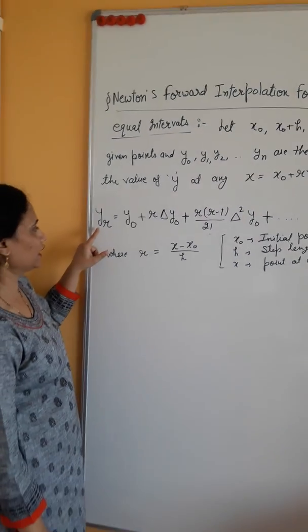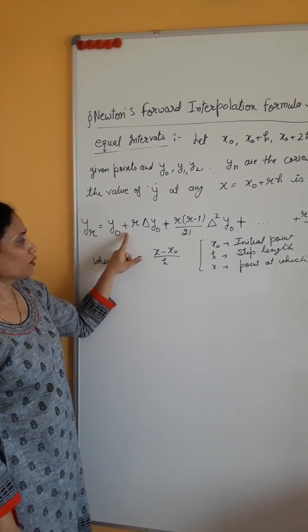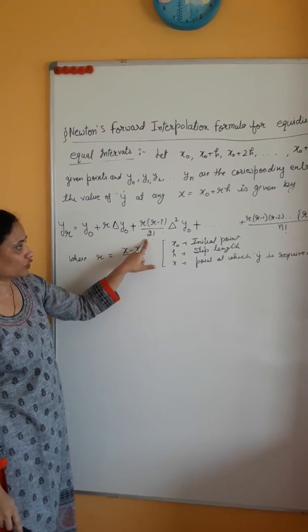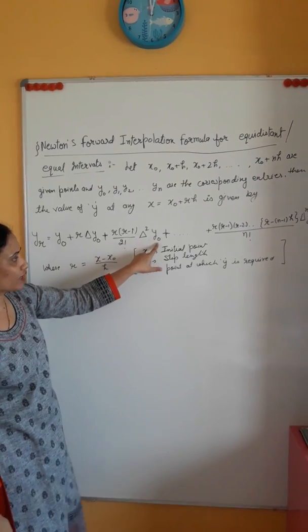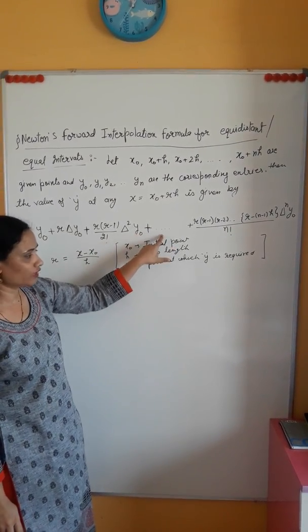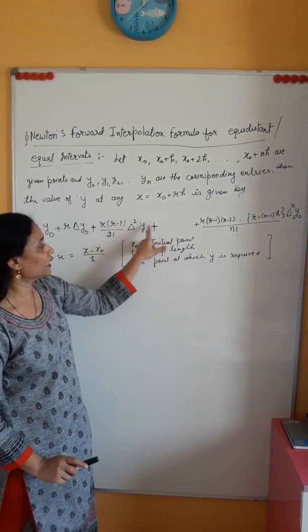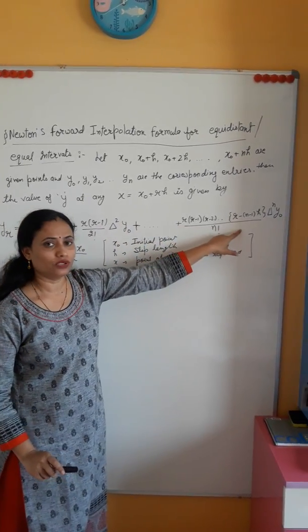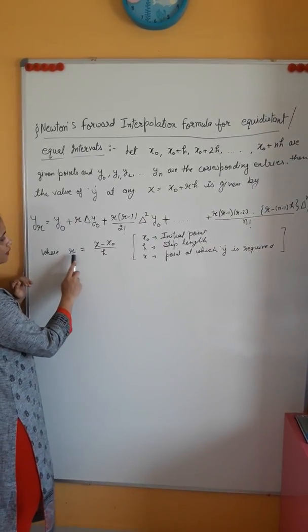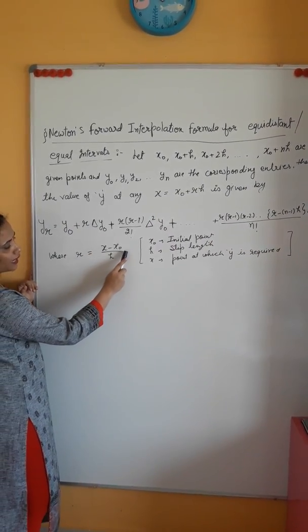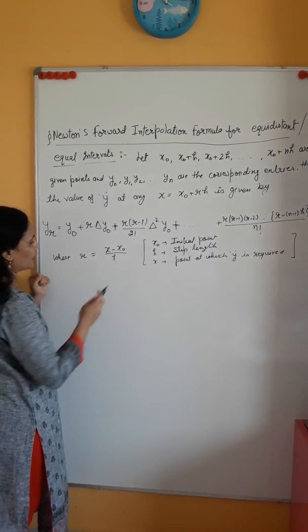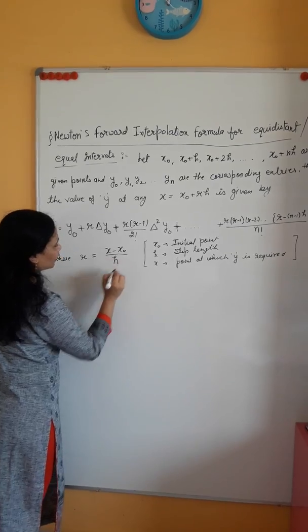Once again, y is given by y0 plus r delta y0 plus r(r minus 1) by factorial 2 delta square y0. Similarly, you can write r(r minus 1)(r minus 2) divided by factorial 3 delta cube y0, up to the nth term. Now what is r here? That r is given by x minus x0 divided by h.